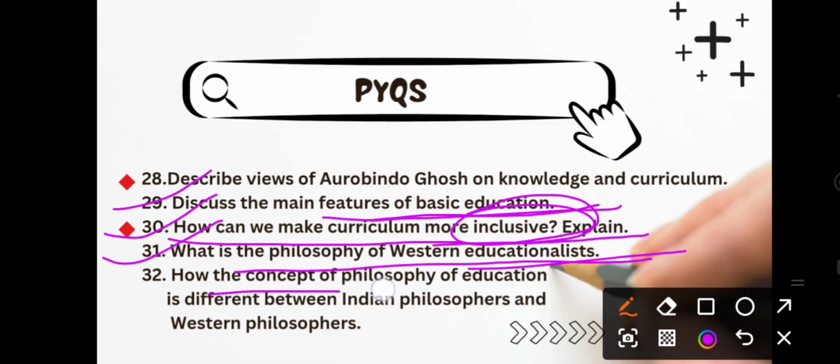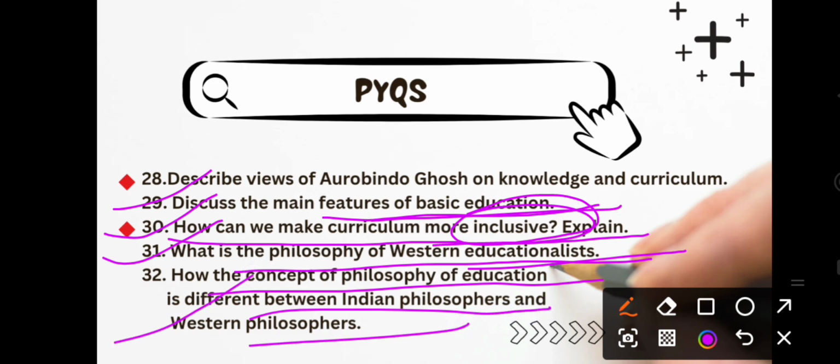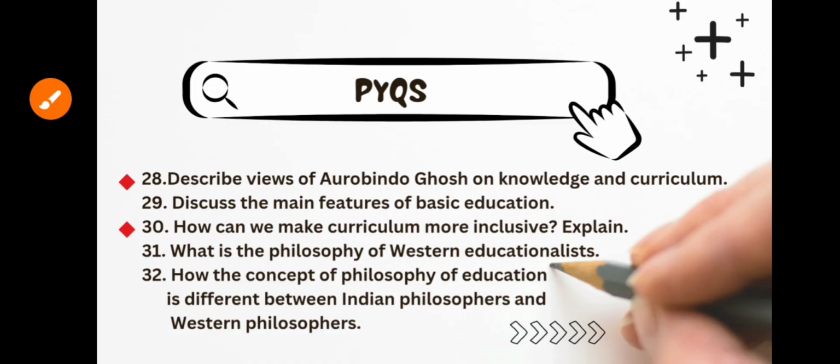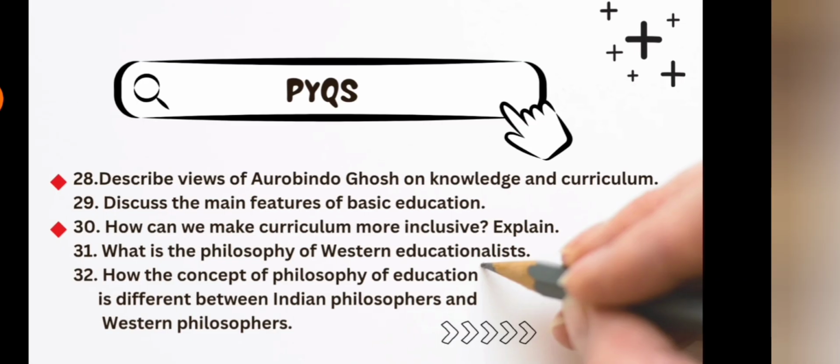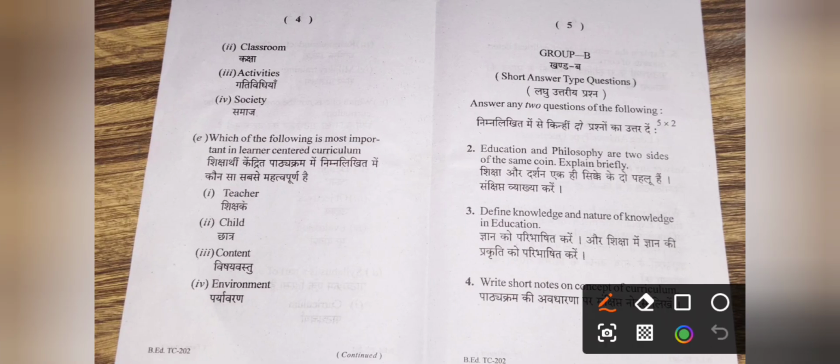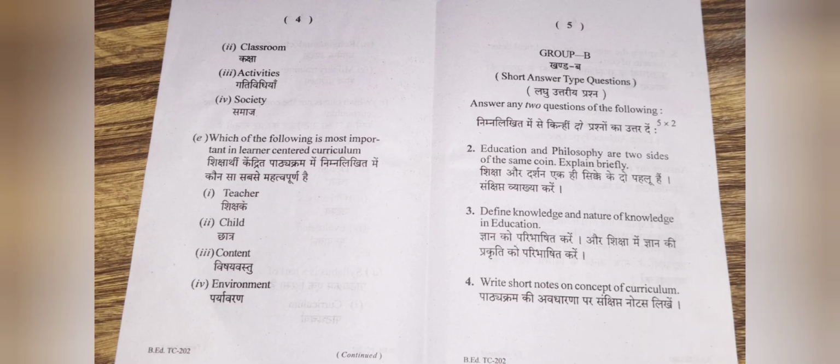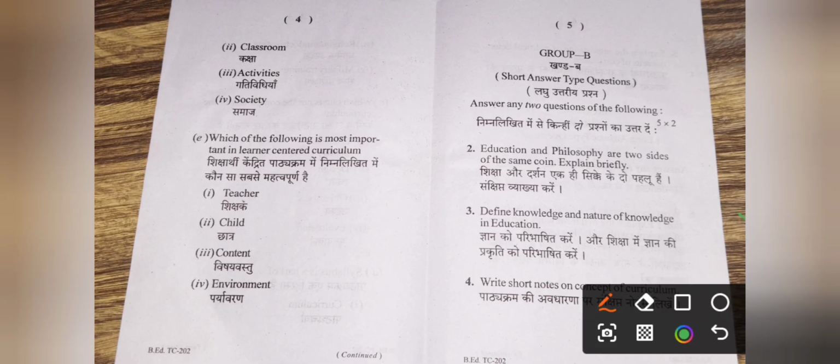Moving toward question number 32, how is the concept of philosophy of education different between Indian philosophers and Western philosophers. So basically the question is asked in the form of what the difference is between Indian philosophy and Western philosophy, or you can also take it in this way, what is the similarity between them. In addition to this PPT, I have added the previous year questions of session 2023-2025.